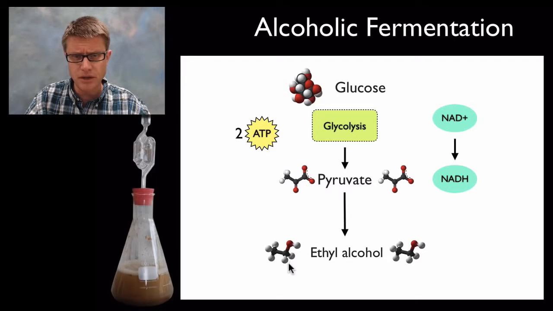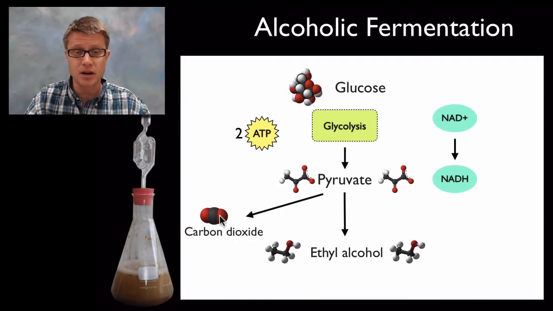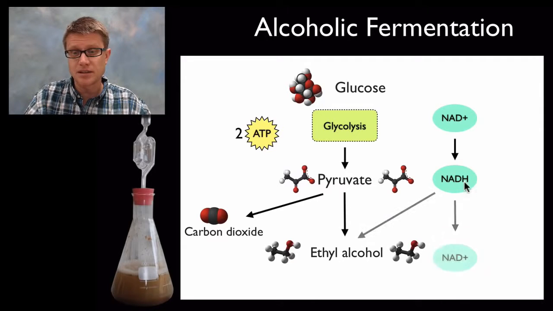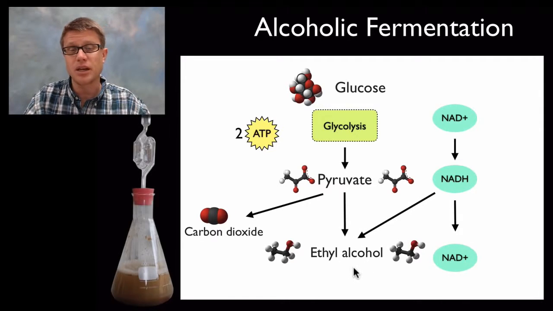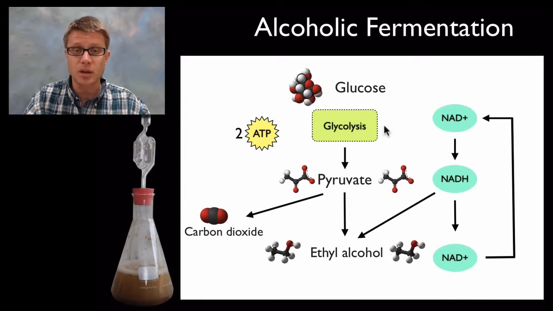Now, if you look at pyruvate and ethyl alcohol, we're missing a carbon here. And the reason why is that that carbon's going to go towards carbon dioxide. That's why we'd have a buildup of this carbon dioxide in beer or champagne, for example. What is that doing, though? Again, it's the same thing. It's picking up electrons from NADH, and that's producing more of this NAD+, and so we can go through that process of glycolysis over and over and over again.